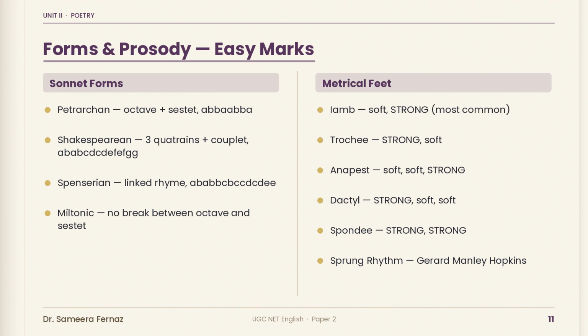The Petrarchan sonnet has an octave and a sestet. The Shakespearean sonnet has 3 quatrains and a couplet. The Spenserian sonnet uses linked rhyme, and the Miltonic sonnet has no break between octave and sestet. Among metrical feet, the iamb is soft, strong, and is the most common. The trochee is strong, soft. The anapaest is soft, soft, strong. The dactyl is strong, soft, soft. The spondee is strong, strong, and sprung rhythm belongs to Gerard Manley Hopkins.